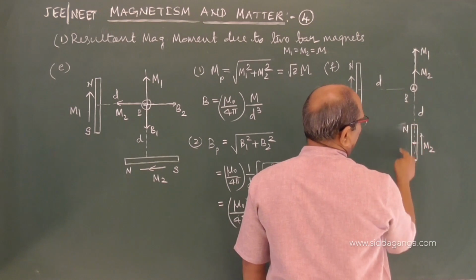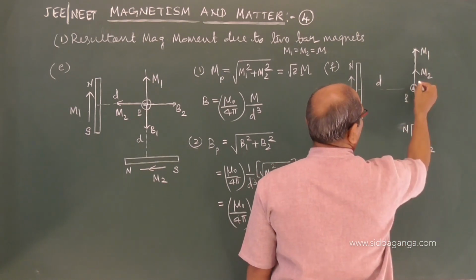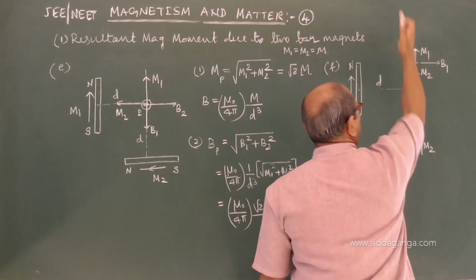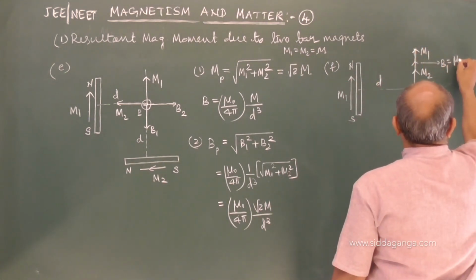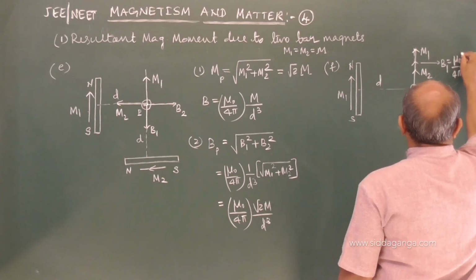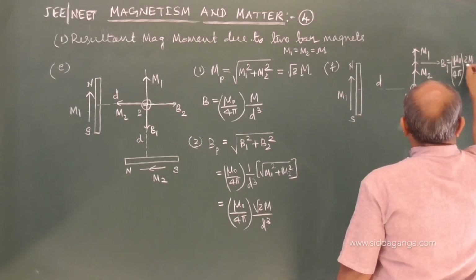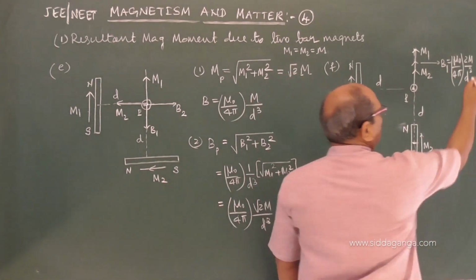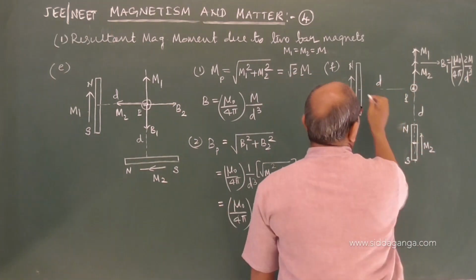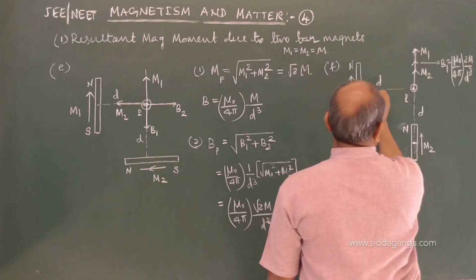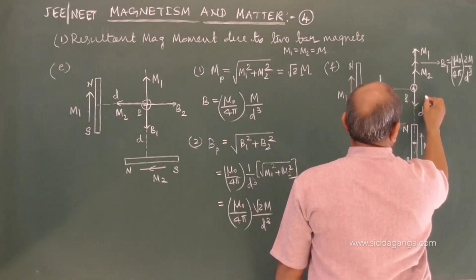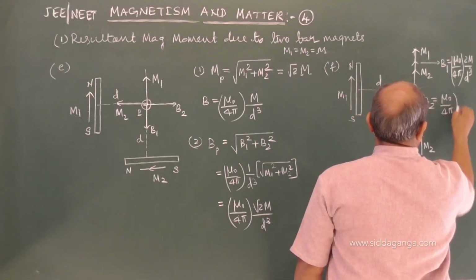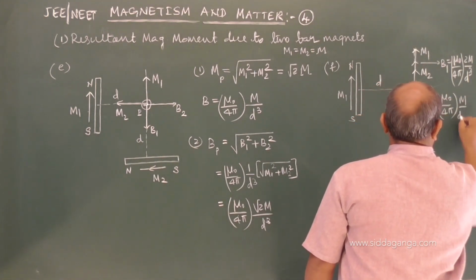And also you know along the axis, this is the equation for along the axis. If I write B1, which is acting vertically upward, the equation is mu naught upon 4 pi into 2m upon d cube, because it is along the axis. Similarly, if I take for this, the moment is acting upward, which means the field is downward, B2. This is mu naught upon 4 pi into m upon d cube.